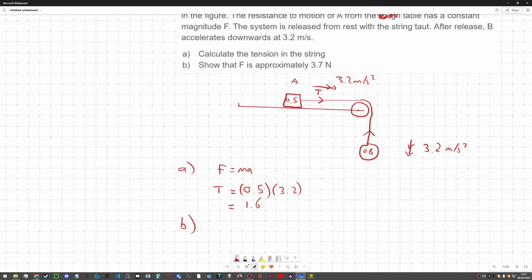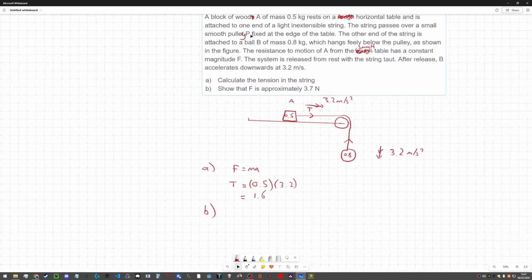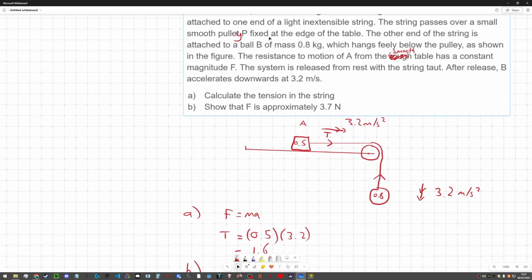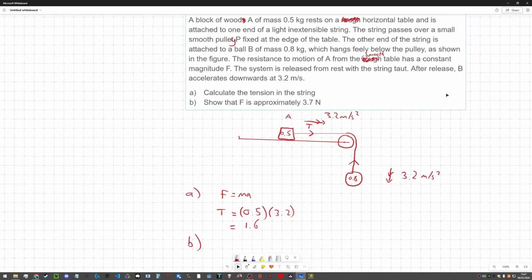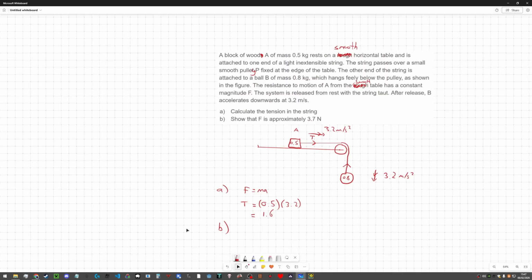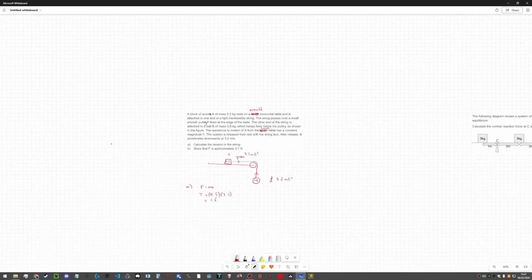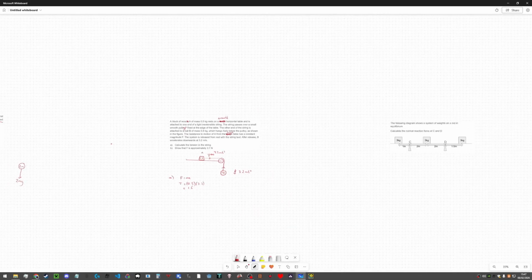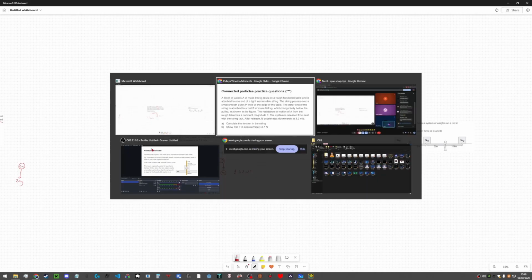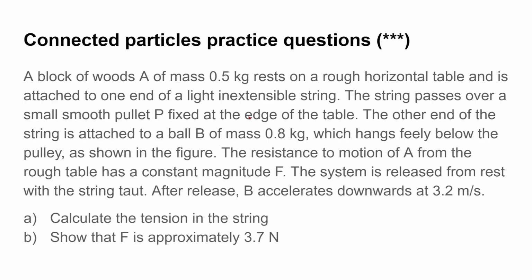Alright, question B. Show that F, what was F? Oh, F is the friction, so that'll be for another time. Right now we're just focusing on connected particles and we're about to go into moments. Alright, before I go into moments, just another check. Is everyone alright with connected particles? I know that last question was a bit botched, but okay.